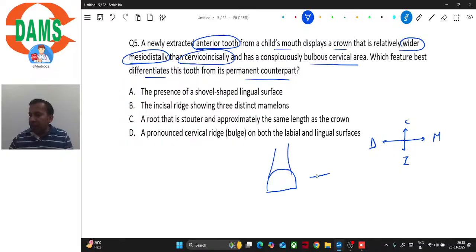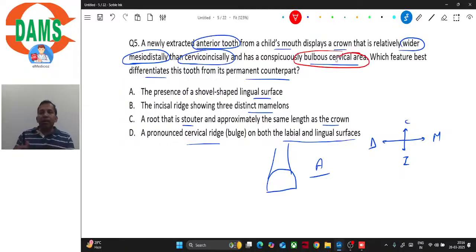Obviously, we are talking about the maxillary central incisor. This is the only anterior tooth where the mesiodistal dimension is greater than the cervico-incisal dimension, right? So, which feature best differentiates this tooth from its permanent counterpart? The presence of a shovel-shaped lingual surface, the incisal ridge showing 3 distinct mamelons, a root that is stouter, that is thicker and approximately the same length as the crown, and a pronounced cervical ridge that is a bulge on both the labial and lingual surfaces.